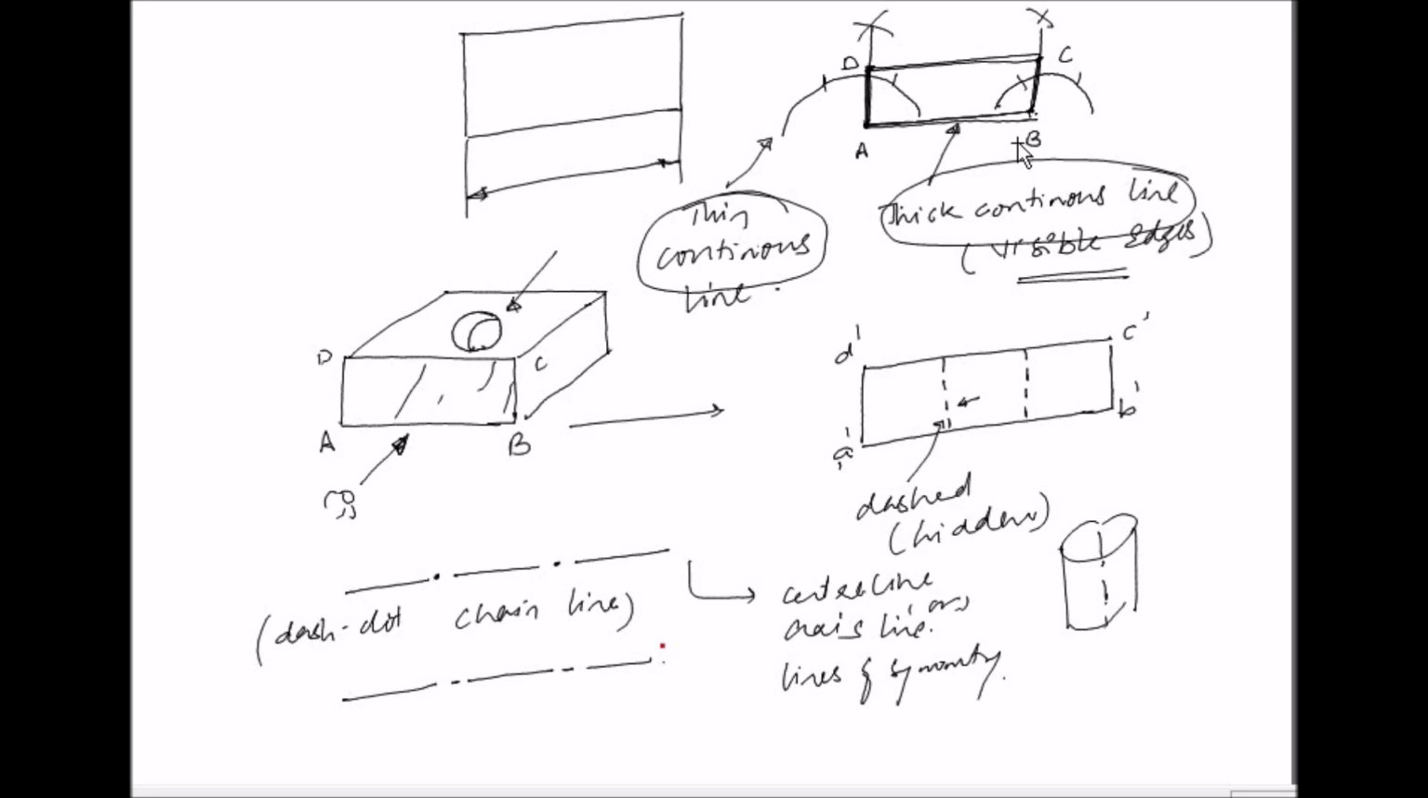Two students may be drawing everything perfectly, all the construction and everything perfect, but if they mess up with thick lines and thin lines, then they lose their marks.